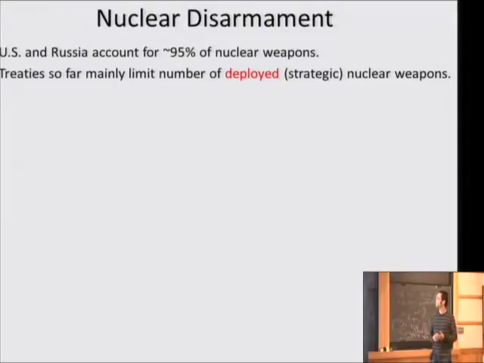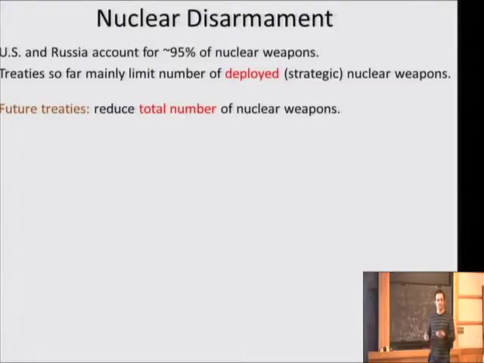And so far, the treaties between them have limited the number of deployed weapons, and not the total number of weapons, but it's clear that the future treaties will talk about limiting the total number of nuclear weapons and eventually reducing them to much lower levels than what they have right now.